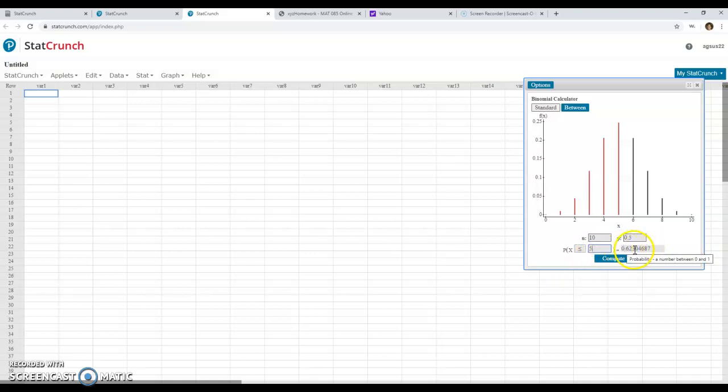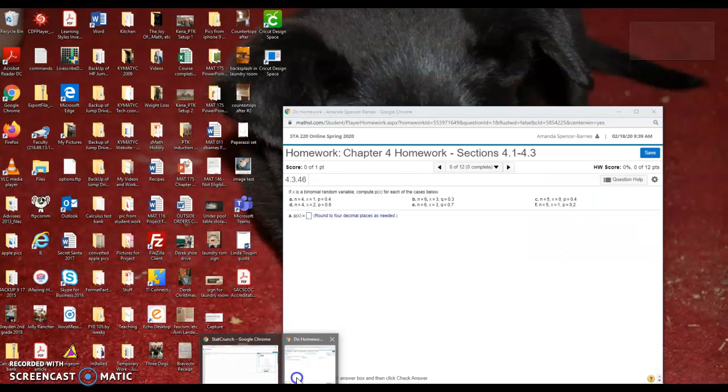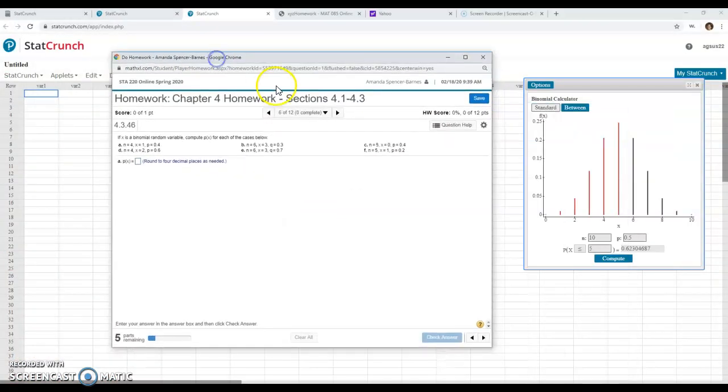And when you compute, that's going to give you your probability, which is always going to be between 0 and 1. And then if you go to your Between calculator, you will notice that it allows you to do probability between two numbers. And so I am going to grab our question back up here, and we see that we are calculating n equals 4, x equals 1, and p is 0.4.